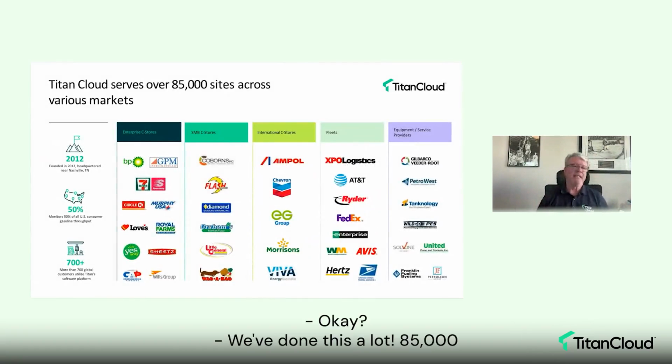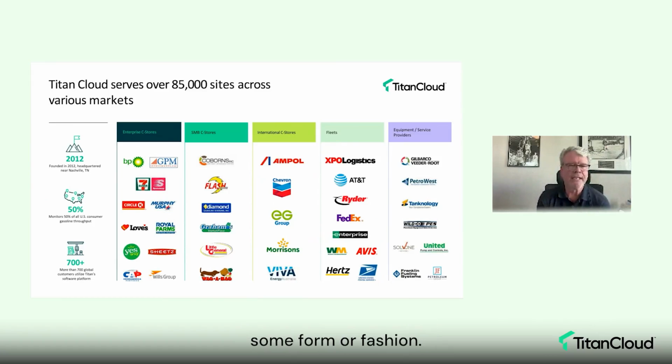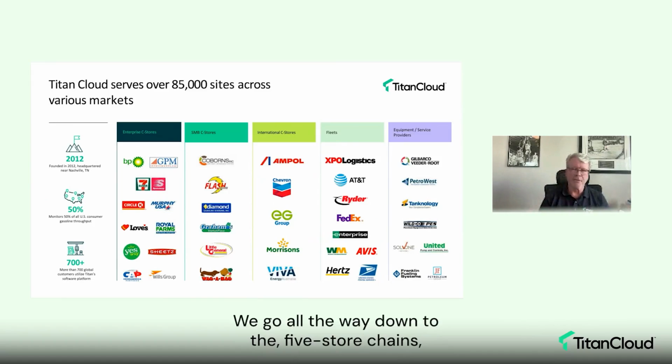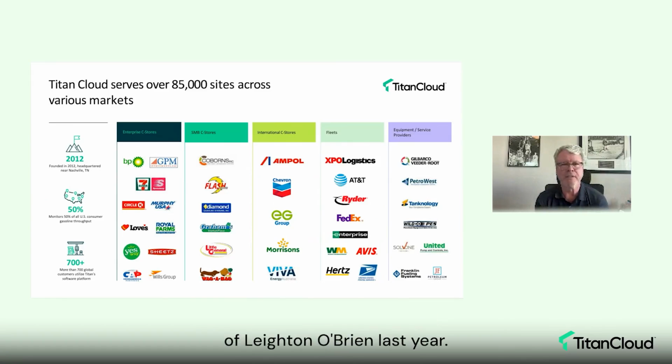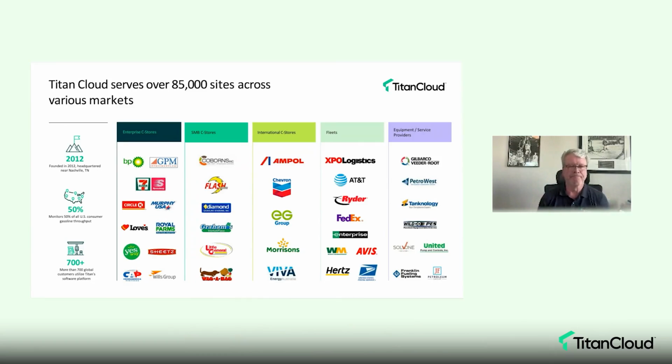We've done this a lot, 85,000 and growing sites that have access to across multiple verticals. C-store is obviously our big one. We go all the way from the top, I think 4 out of the top 5 C-stores use Titan in some form or fashion. We go all the way down to the 5-store chains, 2-store chains. We're fully international now with our acquisition of Leighton O'Brien last year. Many of you saw that. And we're also doing a lot of work with fleets and other carriers, XPO Logistics, Avis, Hertz, Ryder, those kind of companies.